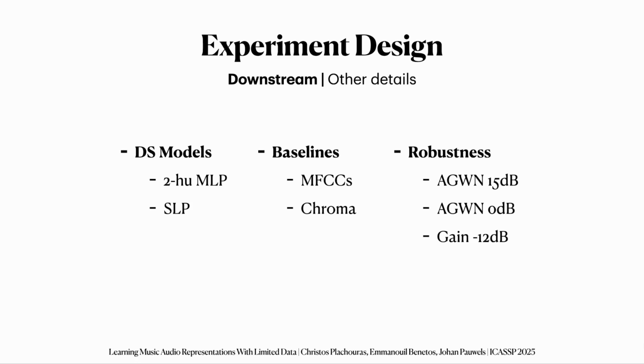Finally, we also decided to test the robustness of the models under different circumstances. So we use additive Gaussian white noise at different intervals. So 15 decibels SNR would be a relatively easy case for a human to deal with. 0 dB SNR is definitely more challenging. You wouldn't listen to radio if it was that noisy, but a human would still be able to solve these tasks even under this much noise. And finally, a very simple case of reducing the gain. The augmented audio is only used for evaluation, so not for training of the downstream models.